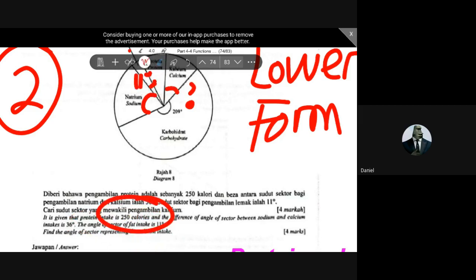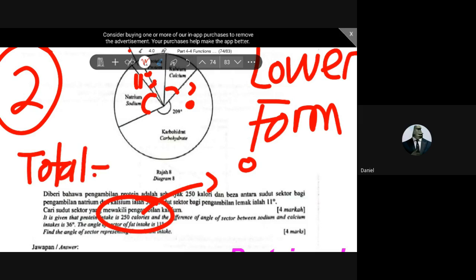250 calories. So do you all know how to convert nombor ni ke dalam darjah? If you know, can you tell me the answer? What is the angle for protein intake sector? Apa sudut bagi sektor yang mewakili kelas makanan protein? Total is 3000. Total calorie 3000. Konsep dia sama macam kamu kira peratus markah dalam exam. The concept is the same, how to calculate percentage. Tapi sekarang mereka bagi dalam bentuk sudut. 30. Let me count also. Saya perlu kira juga.